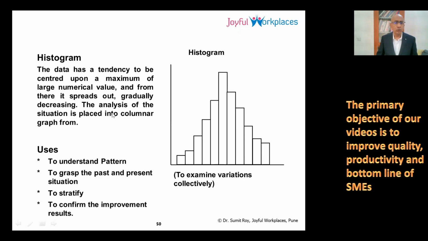So the analysis of the situation is placed into columnar graph. What is columnar? These are all columns, bars. That is why it is called columnar. So normally in a histogram, these bars, like in a Pareto chart, are touching each other. That you have to remember.